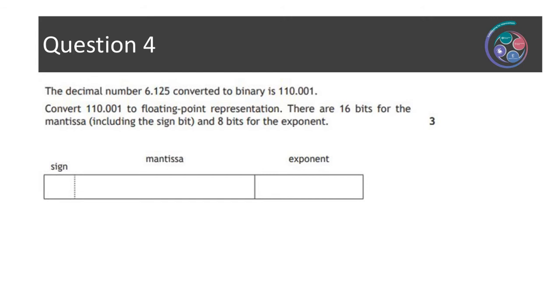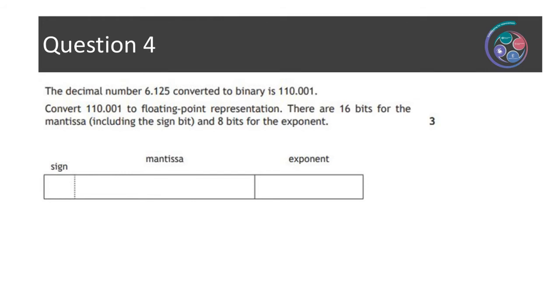There are 16 bits for the mantissa, including the sign bit, and 8 bits for the exponent. So we've been given all the information we need to be able to represent the positive number 6.125, and that's already been converted into binary for us: 110.001. And we're just looking to now represent that in floating point.